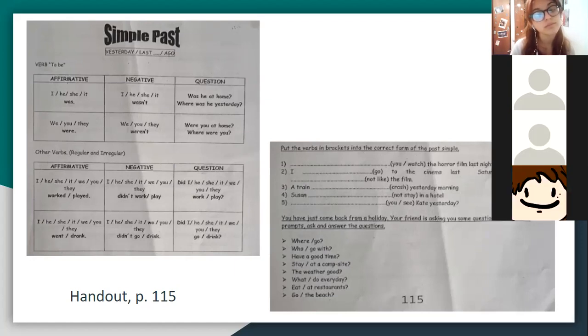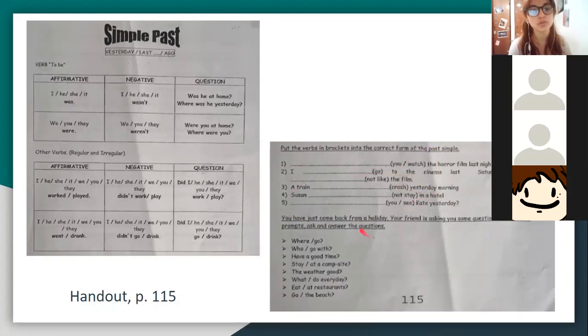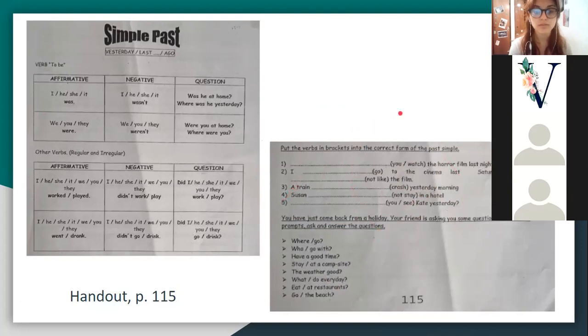Did you go to the beach? Yes, I did. It would be very dumb to go to the Bahamas and not go to the beach. Okay. Any questions here? Do you need me to repeat anything? No. All completed? Great.